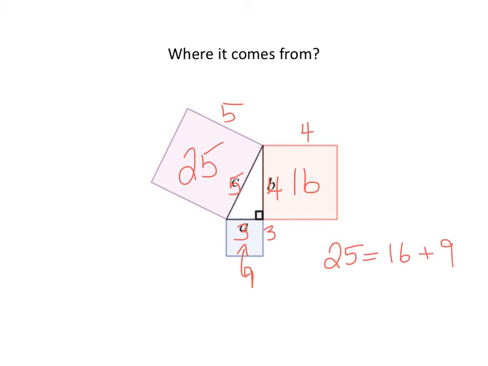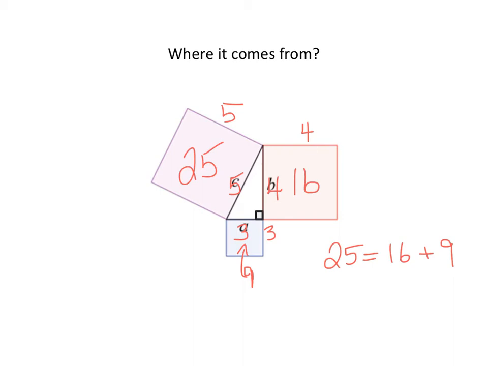So this brings us to our actual Pythagorean theorem. The area of this square, which was 25, is equal to the area of this square plus this square. So that gives us 5 squared equals 4 squared plus 3 squared, the Pythagorean theorem.